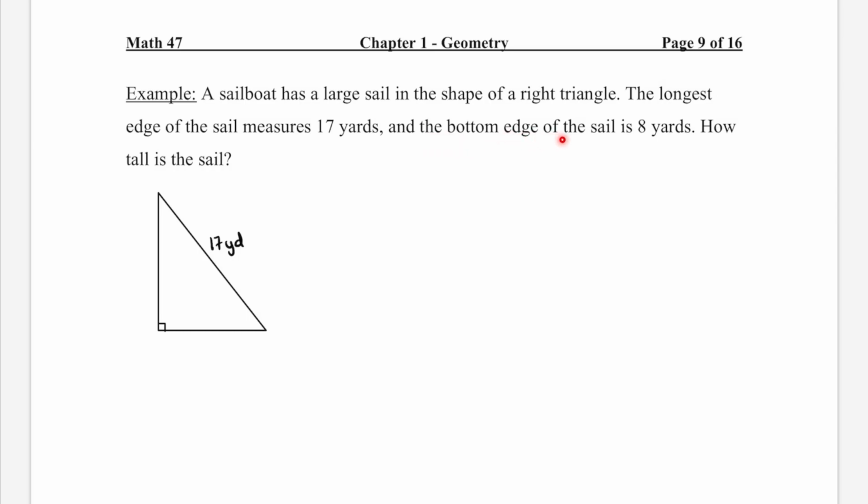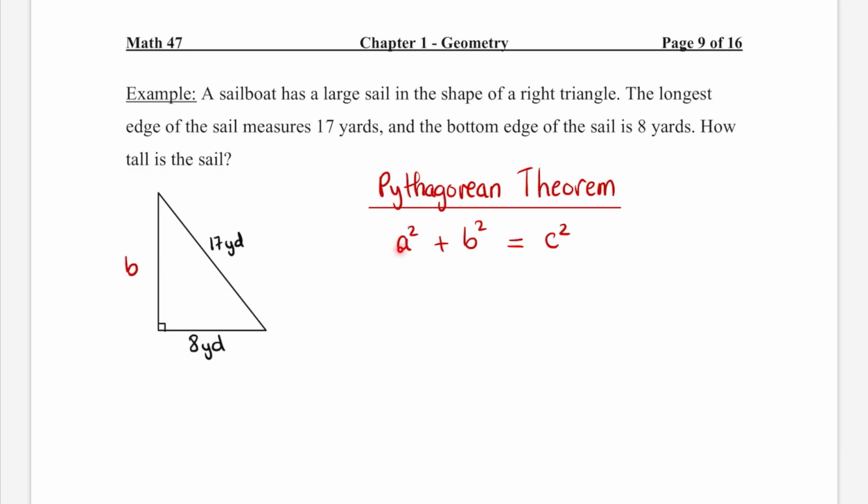And the bottom of the edge is 8 yards. So this is the bottom, 8. How tall is the sail? So they ask for this. So I call it B. I want to find B. Using the Pythagorean theorem, A squared plus B squared equals C squared. Right? My two legs, one is A, one is B. My hypotenuse is always C. I'm going to replace A with 8 and B stays the same. Replace C with 17.